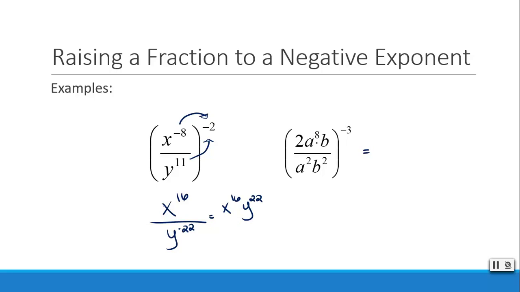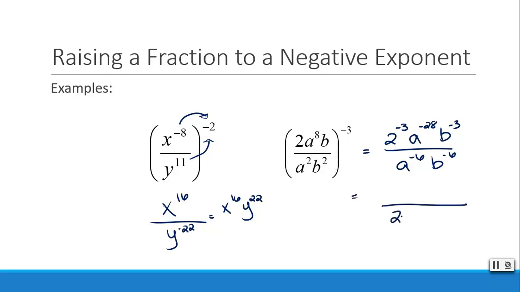You do want to be careful when you have numbers. I would just write this as 2 to the negative 3 initially. This is going to be a to the negative 28. Again, I'm multiplying my exponents to get all these. This is going to be a to the negative 6. This is going to be b to the negative 6 as well. To fix all of this, all of these have negative exponents, so basically my numerator is now becoming my denominator, and my denominator is now becoming my numerator.